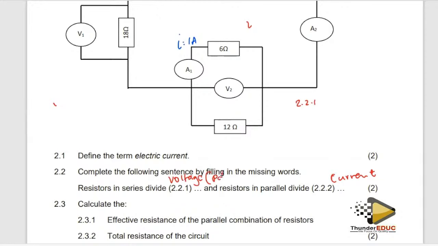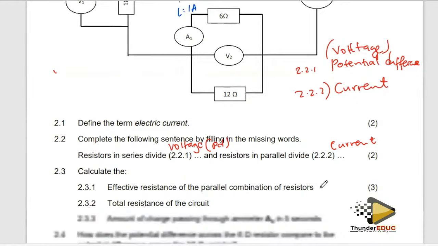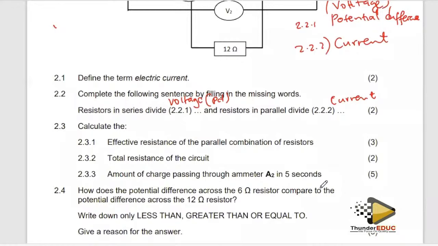So 2.2.1, we're going to call it potential difference, or sometimes we call it PD. And some people can even call it a voltage, no problem. And then 2.2.2 is saying the current will be divided. All right, then 2.3, they want us to get the effective resistance of the parallel combination.